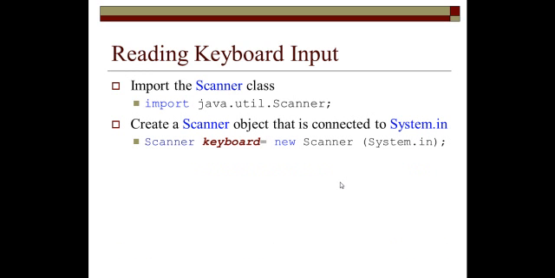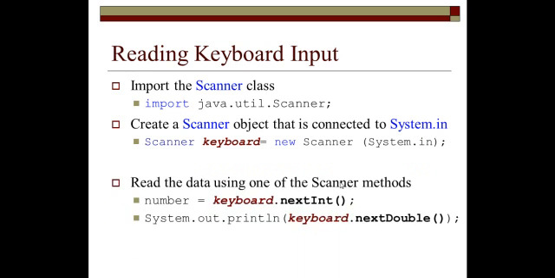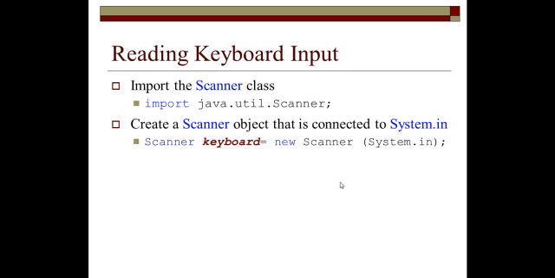Then in our main, we're going to create a Scanner object that's connected to System.in. In this statement, we have Scanner keyboard equals new Scanner(System.in). Actually, we could have named that object keyboard anything that we wanted. In this instance, we've just chosen keyboard. In our book, most of the examples will say keyboard. But remember, you can use any name that you want.